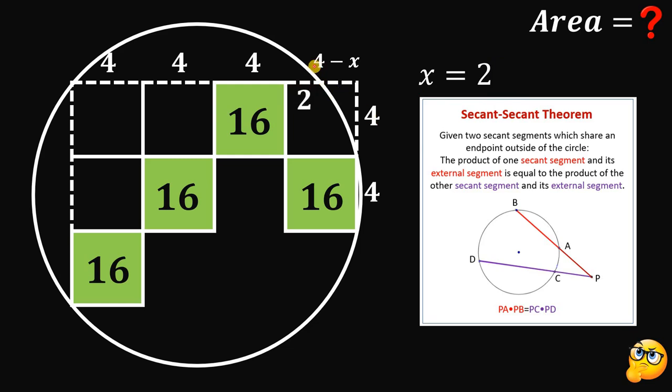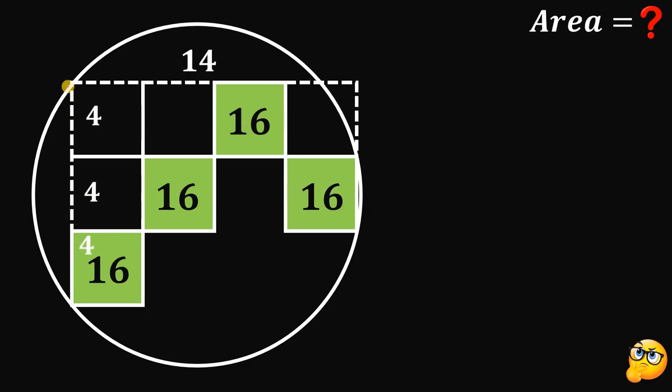Now, from this point, the length of this chord of the circle must be equal to 4 plus 4 plus 4 plus 2, or simply equal to 14 units. And also, we know this side length is equal to 4, 4, and 4. The length of this chord of the circle must be equal to 4 plus 4 plus 4, simply equal to 12 units. Now, I see a right triangle.